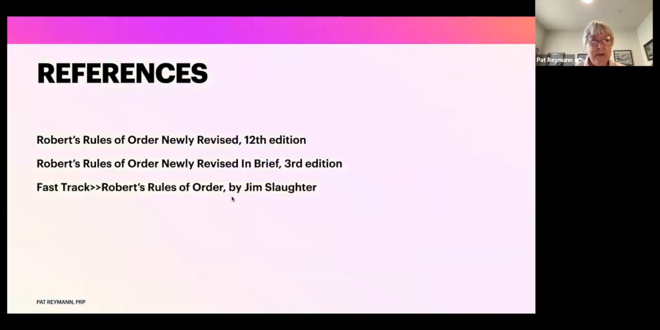And for this one, a friend gave me this book, and it's really helpful. It's very much like the Roberts In Brief, but it's done by someone else. It's called Fast Track Robert's Rules of Order by Jim Slaughter. And I know who Jim Slaughter is. I mean, he doesn't know me, but I know him. He's one of the famous people in the National Association of Parliamentarians.